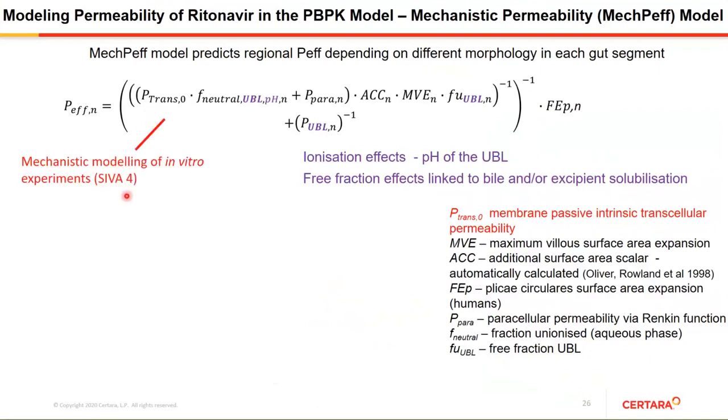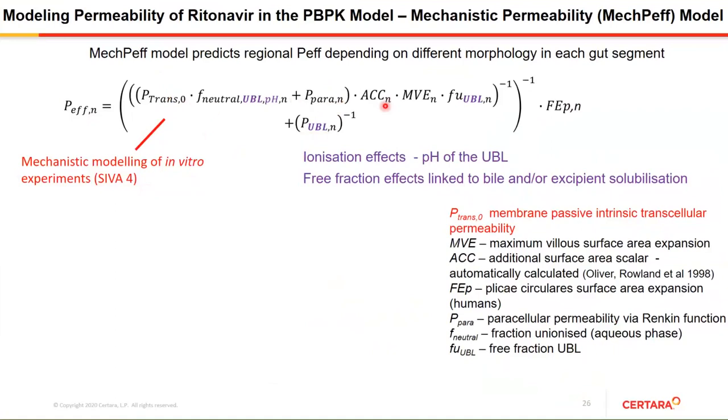Now in Simcyp 4, we have introduced a module where you can model your in vitro Caco-2 experiments and actually fit P trans naught to explain your in vitro Caco-2 experiment. So you can derive this P trans naught via modeling of the Caco-2 experiment. It can also be predicted from logP. The model takes into account transcellular permeation. It also takes into account paracellular permeation and the permeability through the unstirred boundary layer.